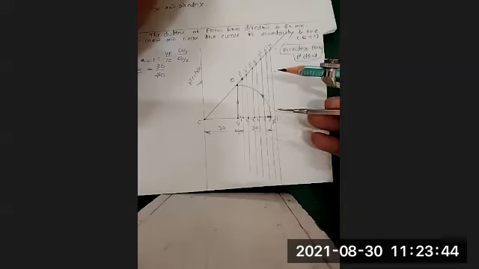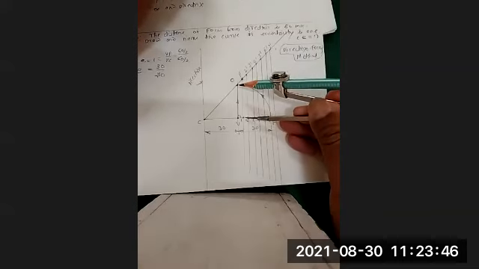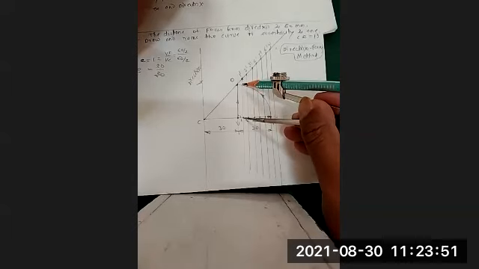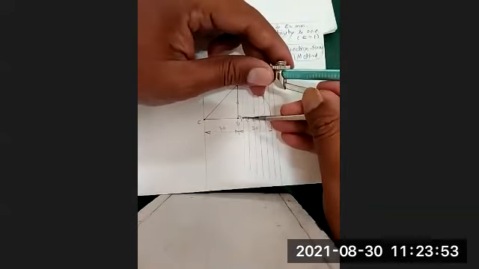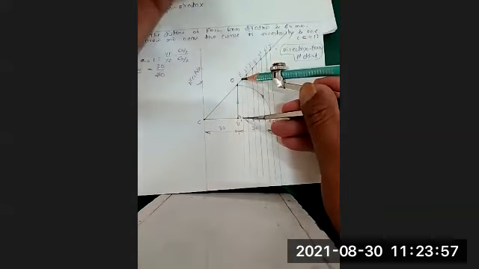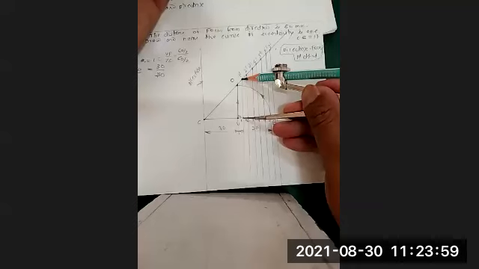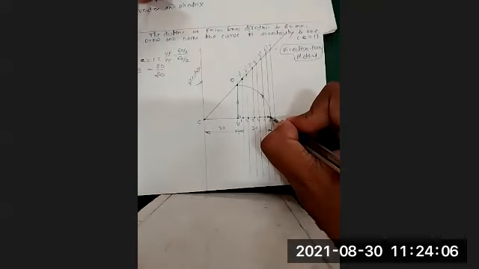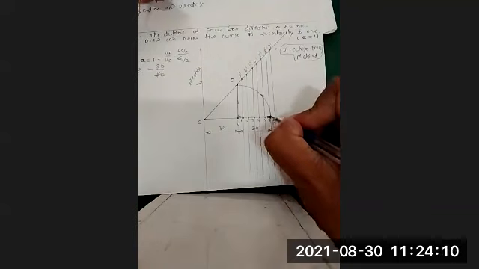Now the very important step here. Take the distance 1 to 1 dash. I repeat, take the distance 1 to 1 dash now in your compass. And keep the metal end at point F. This focus point is here. I will make it a little dark.